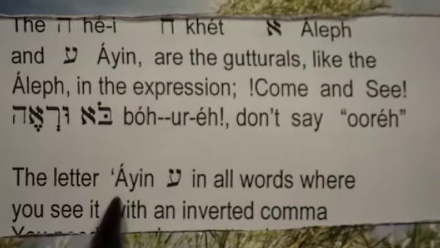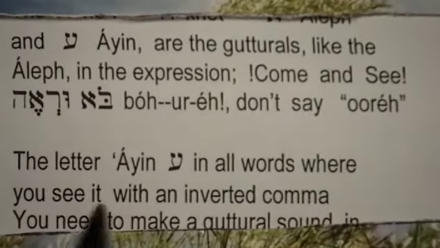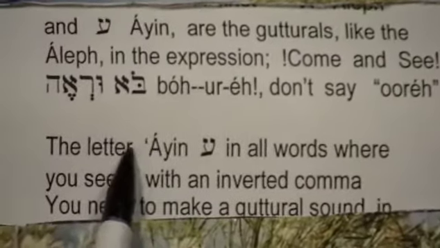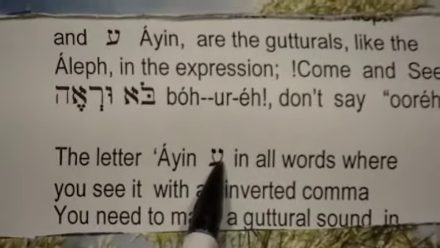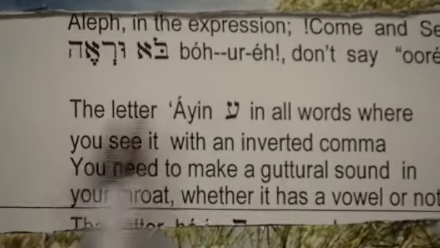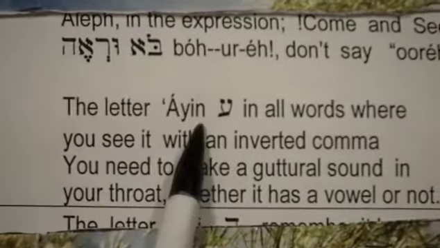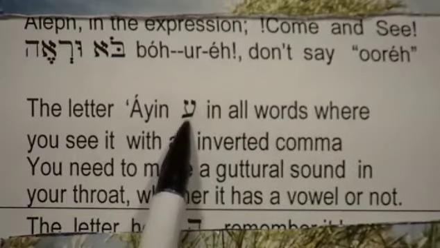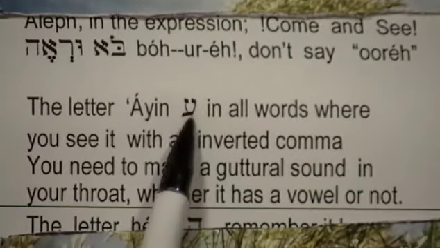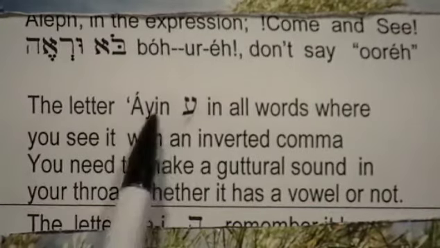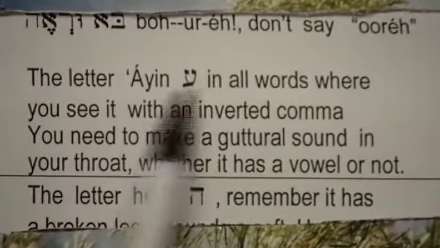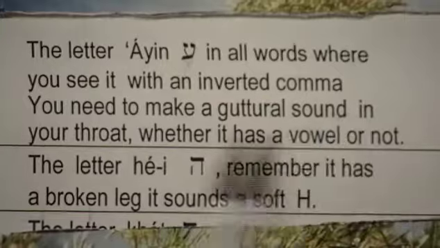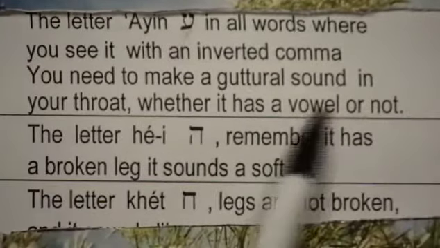The letter ayin, in all words where you see it with an inverted comma, remember, that's a guttural sound. Whether it has a vowel or not, if it has a shva, two dots in the bottom, it is a guttural. You need to make a guttural sound in your throat, whether it has a vowel or not, like I say.